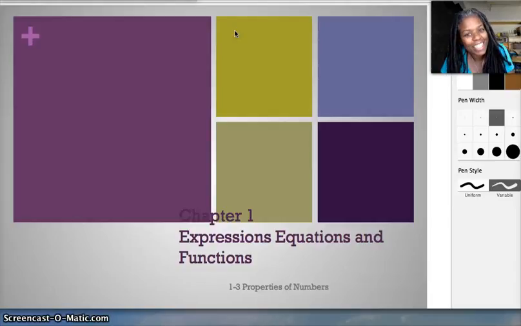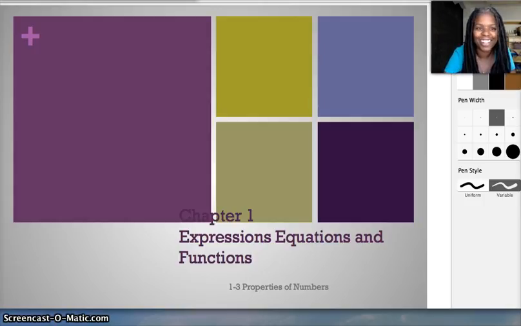Hey friends, we are in chapter 1 and we're still looking at expressions, equations, and functions, and today we're going to talk about properties. Now I want you to know that everything we're going to talk about you have seen before, you've heard before, you know about it. You might not know the names. So what we're doing is we're really just putting names to things that you've been doing for years.